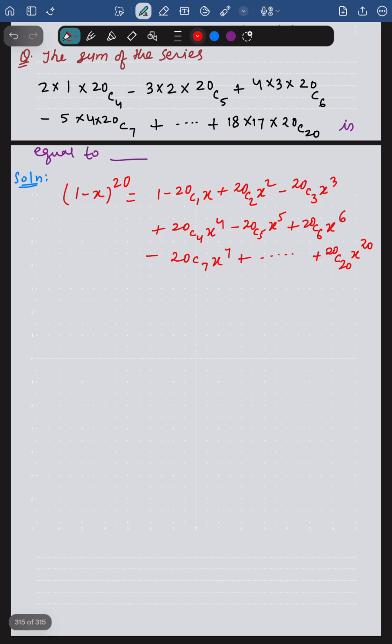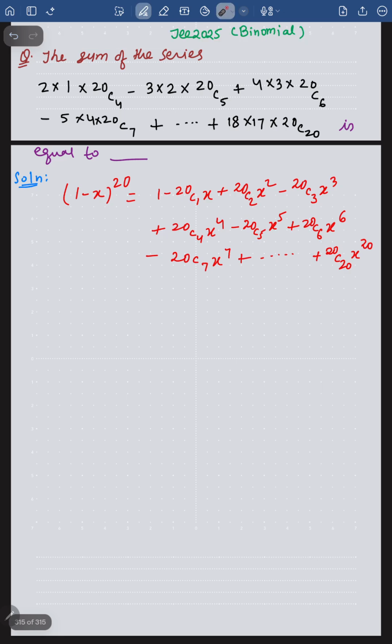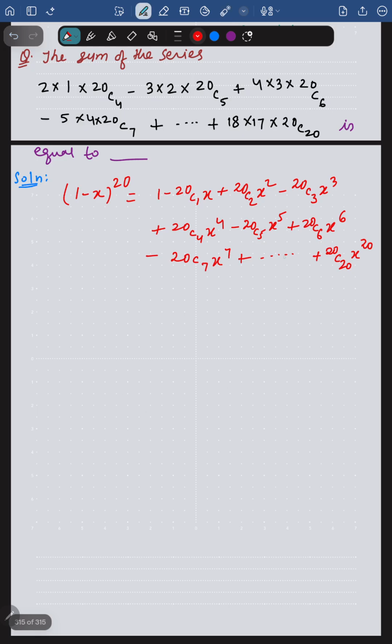Because the power is 20, which is even, the minus sign changes into plus. That is why the last term has a plus sign. Before that there will be minus 20C19 x power 19, isn't it? So this is the binomial expansion of 1 minus x power 20.